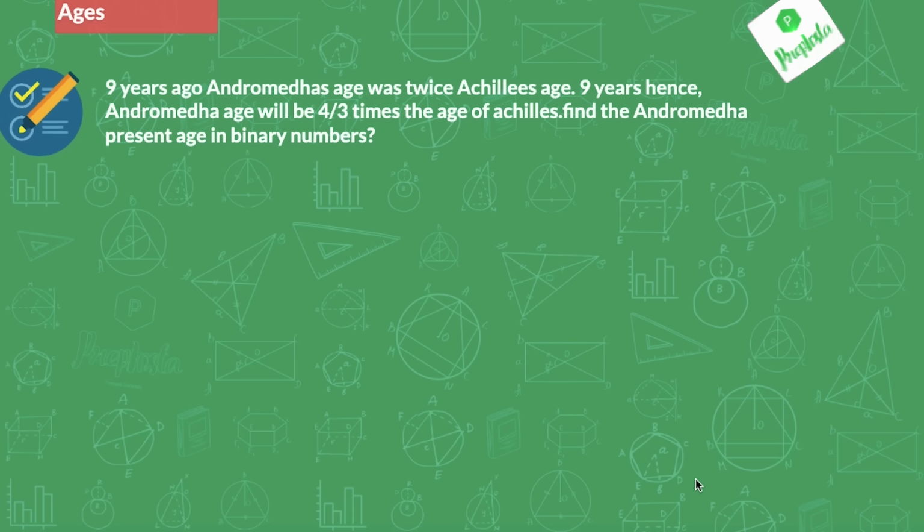Okay, question from ages now. It says 9 years ago Andromeda's age was twice Achilles' age, right? And 9 years hence Andromeda's age will be 4/3 times the age of Achilles, right? So find Andromeda's present age in binary numbers. A little bit of ages combined with a little bit of number conversions, right?